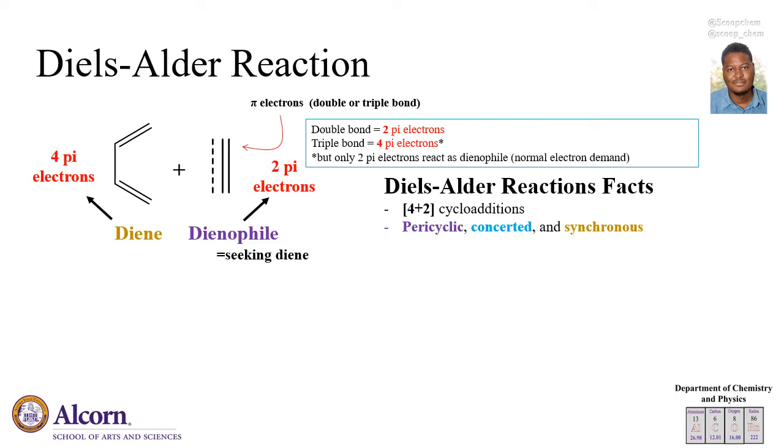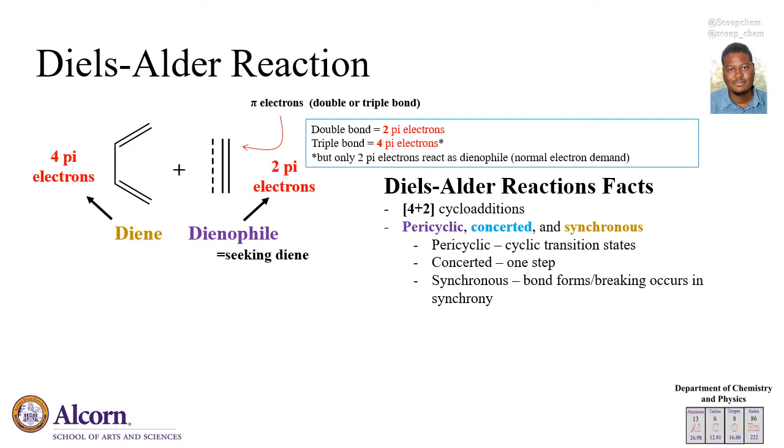All right, Diels Alder reactions are pericyclic, concerted, and synchronous. Pericyclic refers to the cyclic transition states that are present. The concerted process refers to one step, no intermediate. And they're synchronous, meaning the bonds that are forming and breaking occur in synchrony. This is not always the case for reactions that are concerted, but conveniently, Diels Alder reactions have all 3 of these attributes.